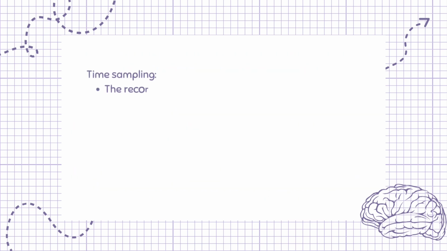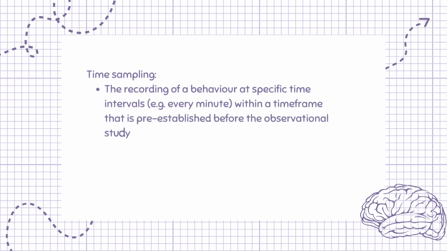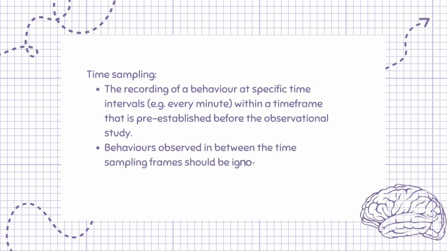Time sampling. The recording of a behavior at specific time intervals, e.g., every minute, within a time frame that is pre-established before the observational study. Behaviors observed in between the time sampling frames should be ignored and should not be recorded.